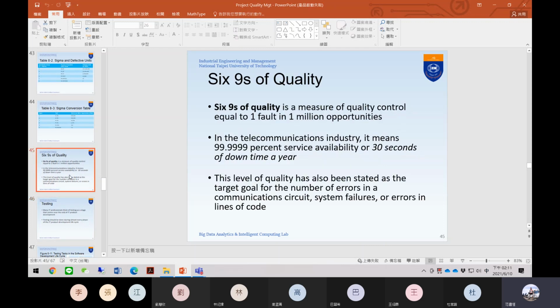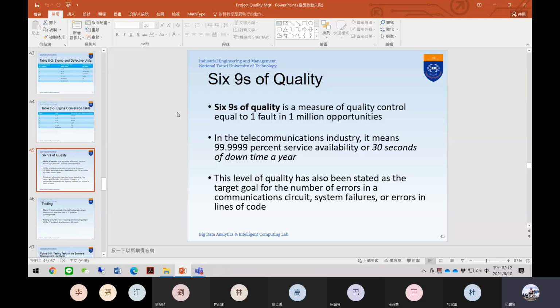Testing percent. Okay, 99.9999, the six nines of quality. This is the testability. Six nines of quality is 0.999999, so it's a measure of quality control equal to 1 defect per million opportunities. This is why we call it the six nines.